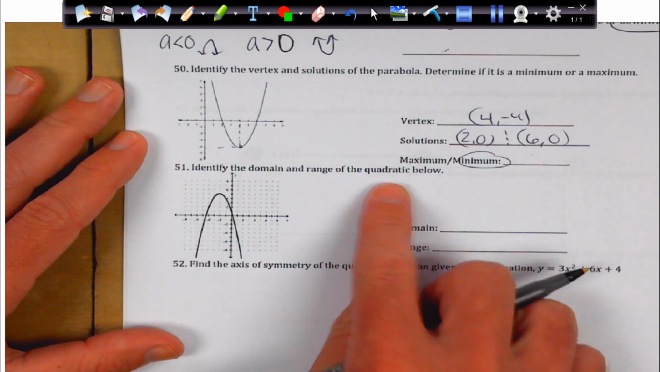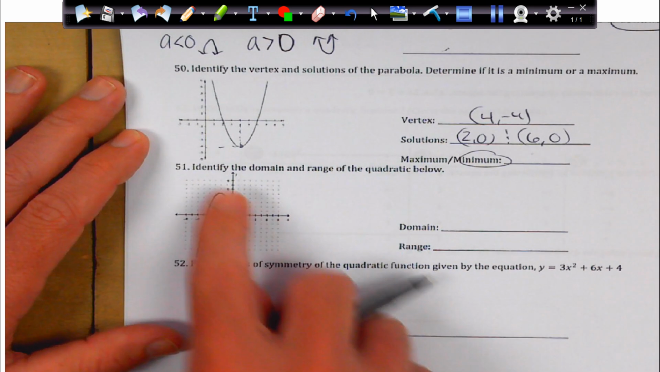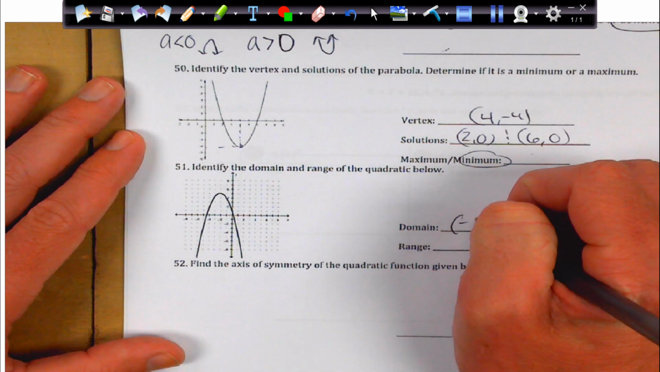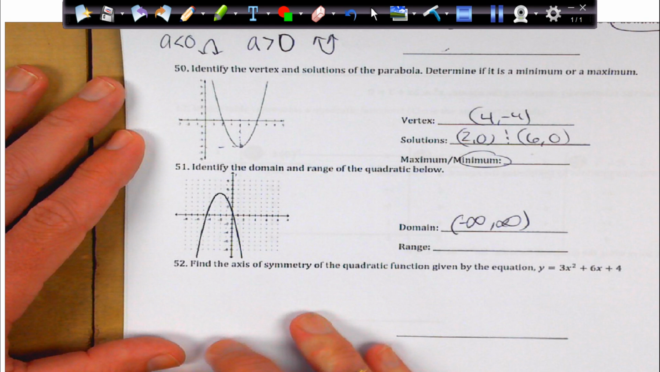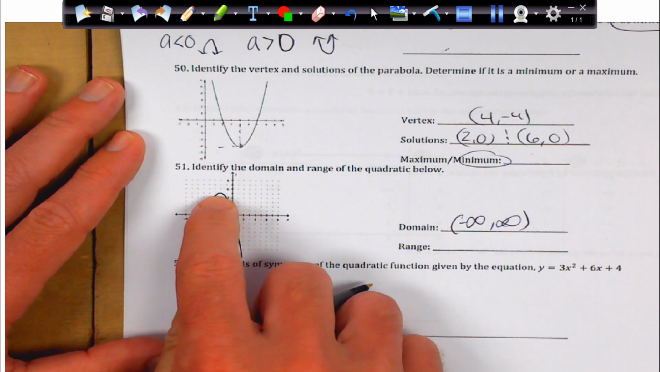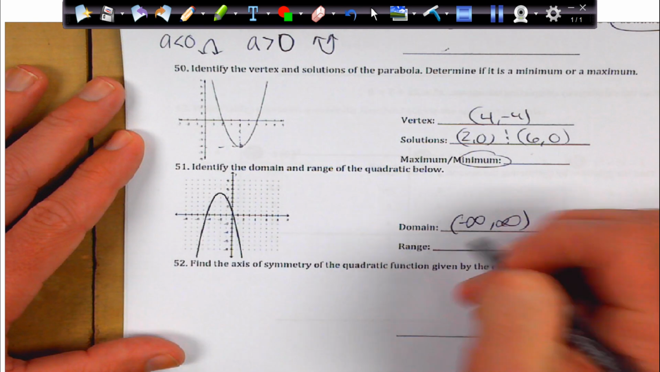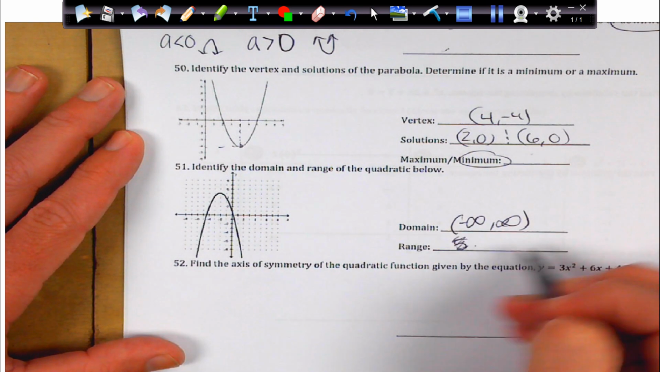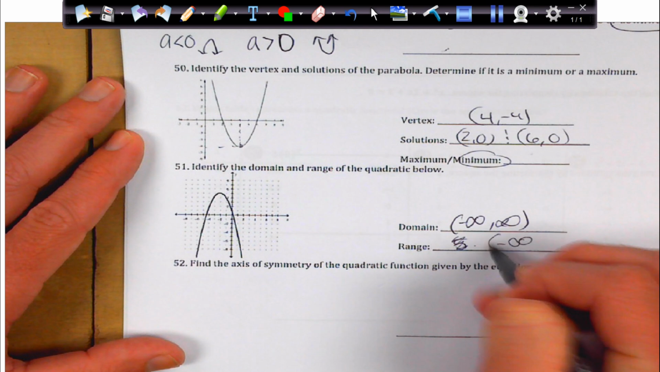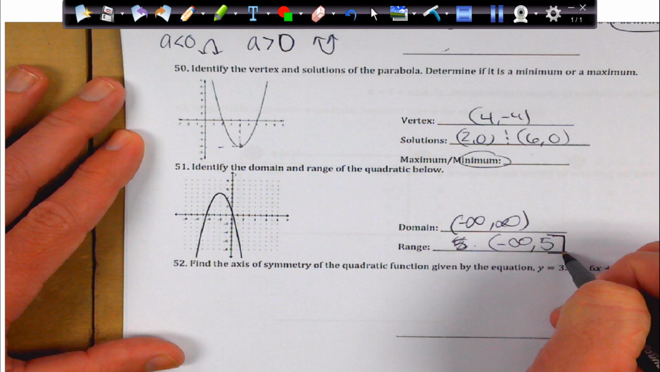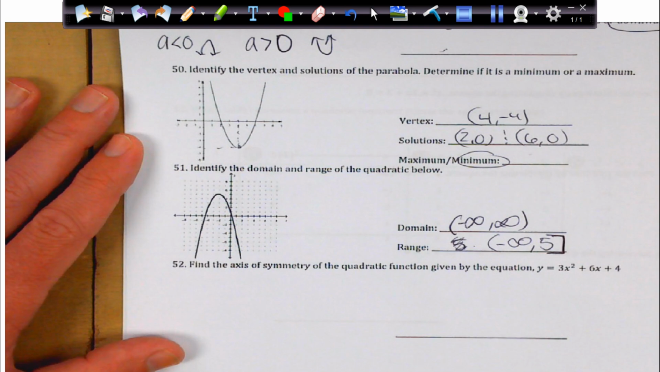Identify the domain and range of the quadratic. So in the quadratic that we've been looking at, the domain is always negative infinity to positive infinity. Now the range, however, is the y values. So this is going to go all the way up to, it looks like, 5, and then go down to negative infinity. But we usually start with negative infinity, so we're going to start there and go all the way up to 5, and we're going to bracket it because we're going to include 5 in that value.